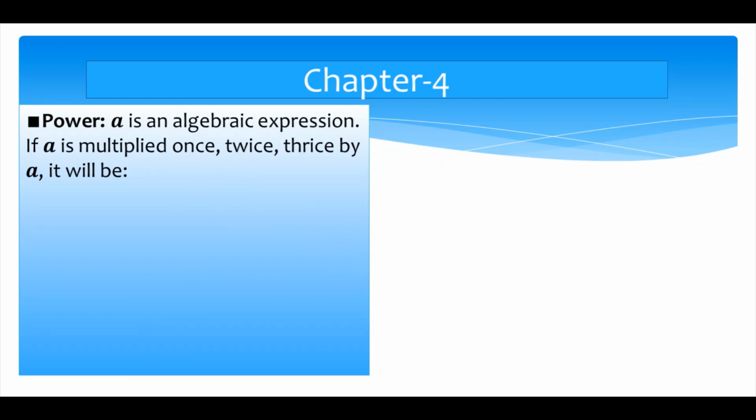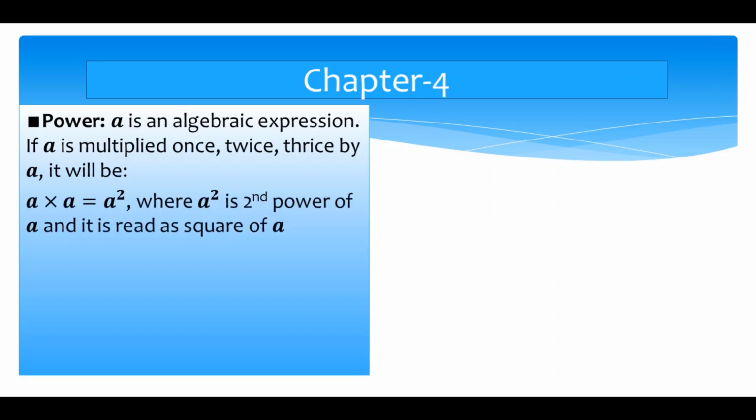Power. A is an algebraic expression. If A is multiplied once, twice, thrice by A, it will be like this: A multiplied by A equals A to the power 2, where A to the power 2 is the second power of A and it is read as A square.